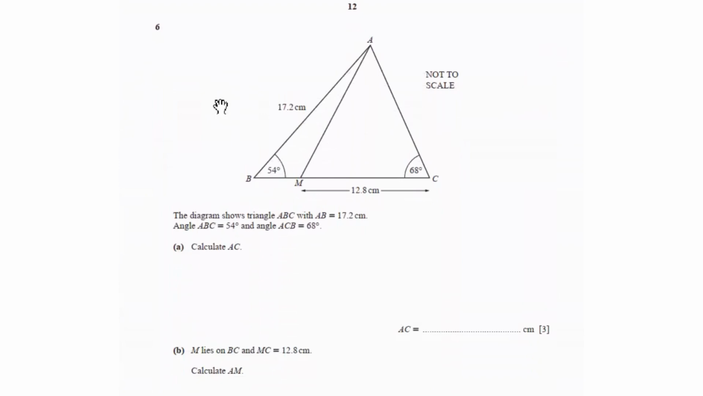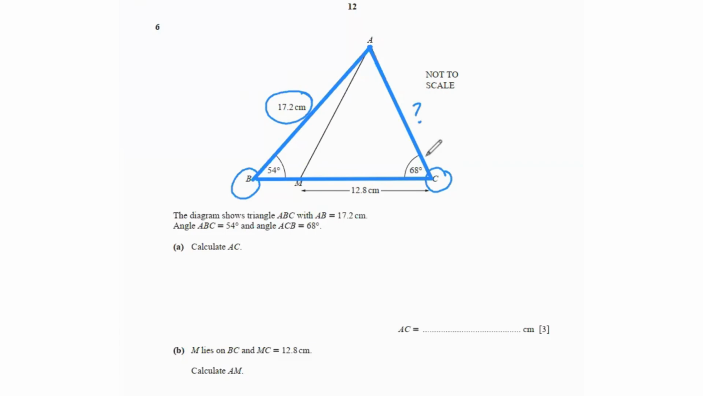Question 6 says the diagram shows triangle ABC with AB equals 17.2 centimeters. Angle ABC is 54. Angle ACB is 68. Calculate AC. So this is what we're trying to calculate. If you notice, triangle ABC has both angles and one corresponding length for the given angle. So we need to find the other one.